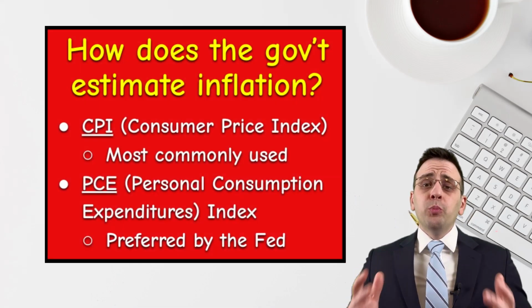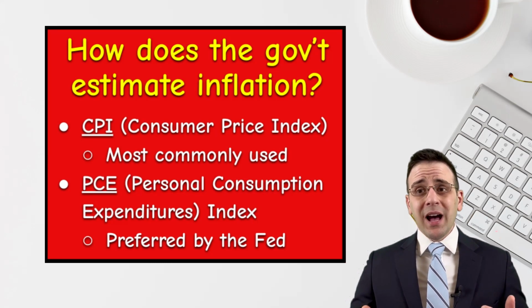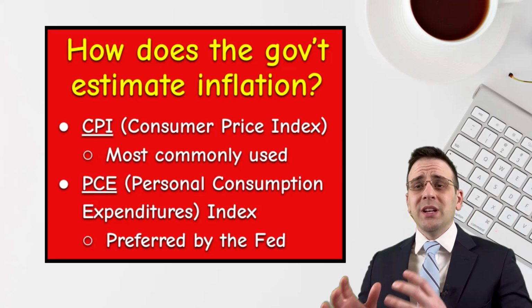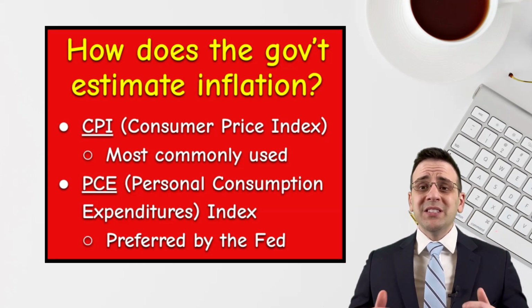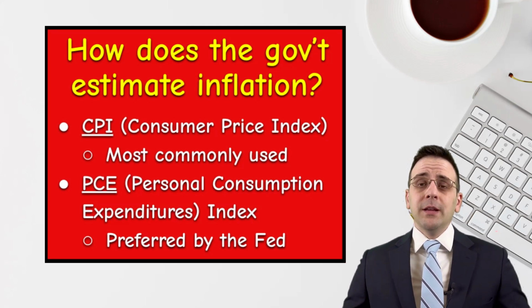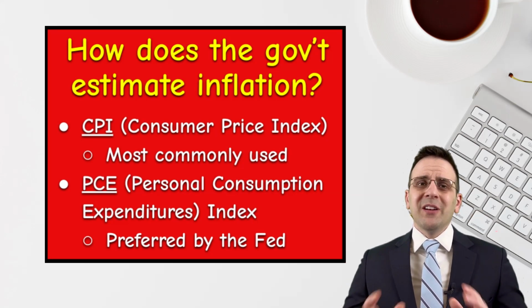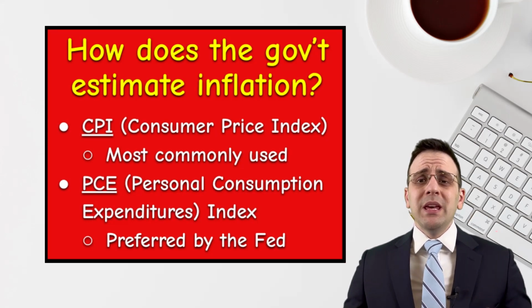Since prices of goods and services change all the time, and there are so many goods and services in our economy, the government needs a way to do a high-level look. They do so by estimating overall inflation. The two primary estimates of inflation are called the Consumer Price Index, or CPI, and the Personal Consumption Expenditures Index, or the PCE. The PCE is the preferred inflation gauge of the Federal Reserve, but the CPI is most widely noted in the media. For purposes of this lesson, we're going to use the CPI.